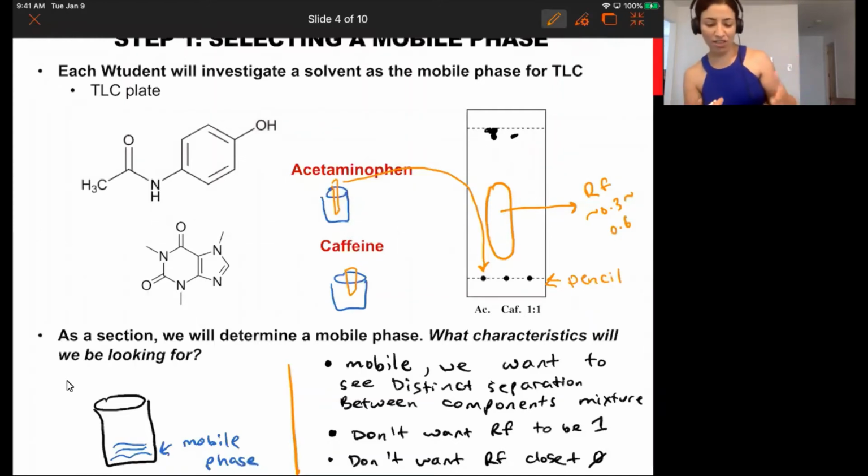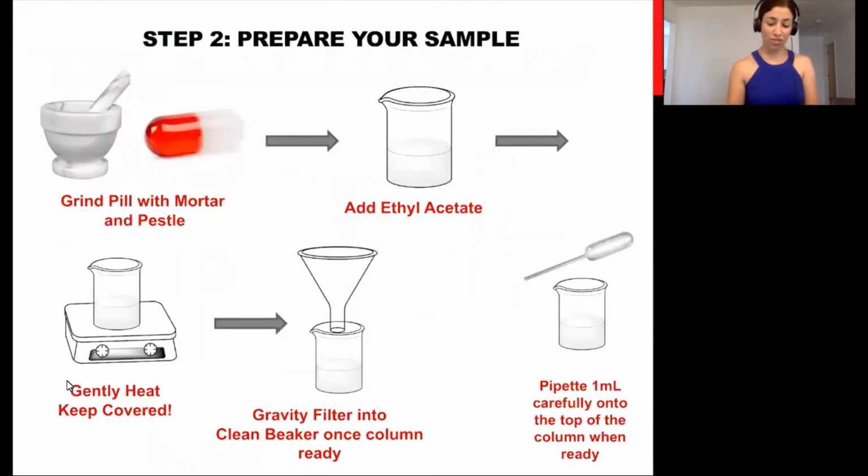So each assigned student will share a picture of their data with the group, and we will come to consensus. And for this experiment, we're going to choose one mobile phase that we all agree should give us an effective separation of the molecules. Okay, so once we have chosen that mobile phase, we have to isolate these active ingredients that we're interested in from the analgesic pill itself.